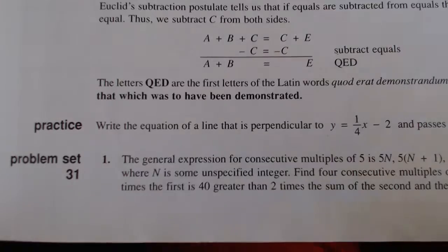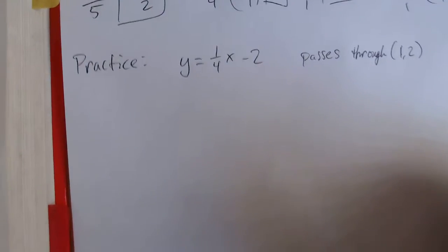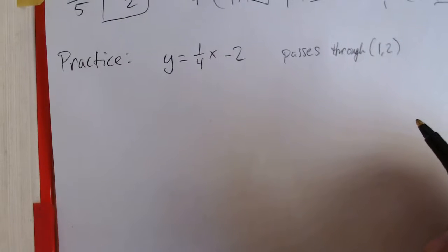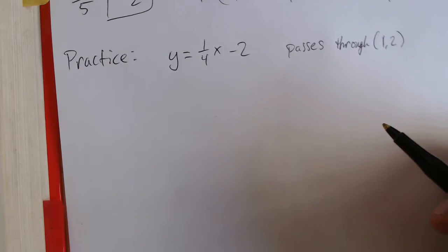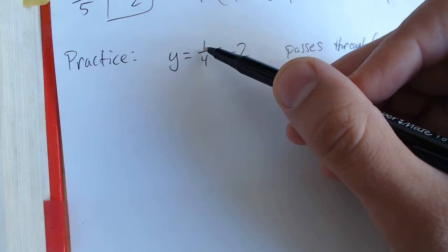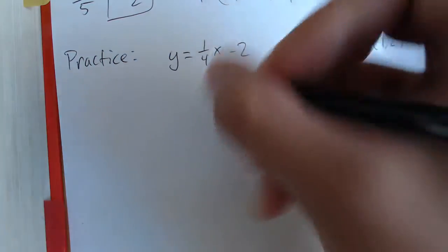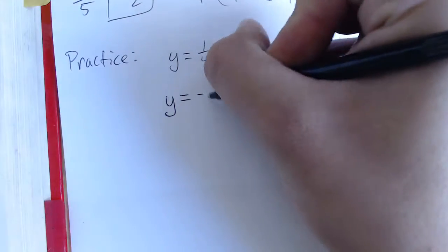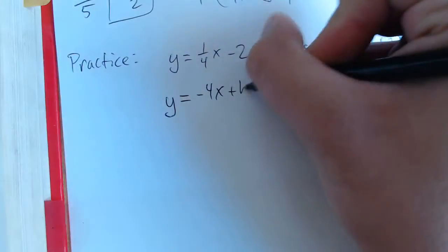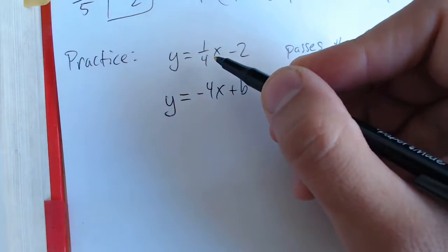Let's actually read the problem on the page. The practice for this lesson asks us to write the equation of a line that is perpendicular to this line and passes through these points. So I have the line and the points, and what you need to remember is that perpendicular lines have negative reciprocals of the slope. So the line perpendicular to this line, the slope is going to be the negative reciprocal. So for the line we're looking for, the equation is going to be y equals negative 4x plus b.